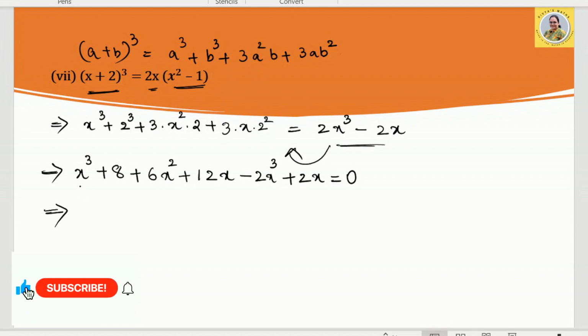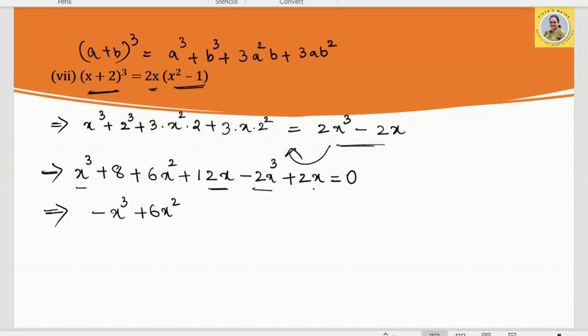Now x cube terms, you have x cube and minus 2x cube. So you will get minus x cube. Then x square term you only have 1. So take plus 6x square. Then x term you have plus 12x and plus 2x. So plus 14x. And constant term you only have 8. Take plus 8 is equals to 0.